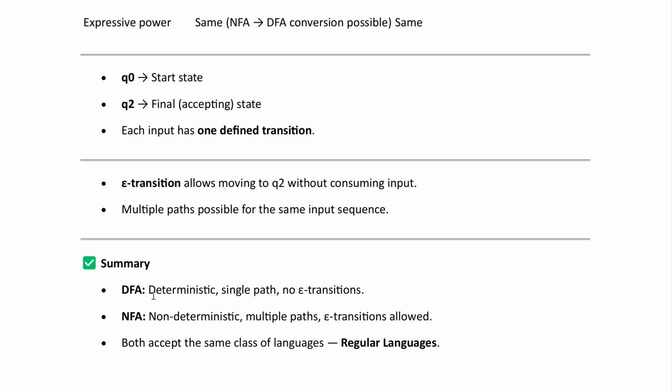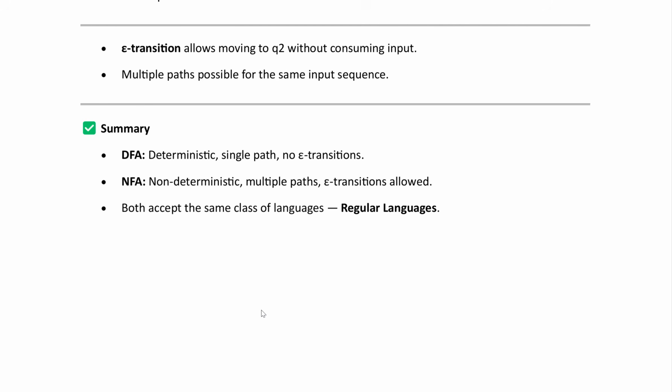This is the summary of the difference between DFA and NFA. DFA is deterministic, single path. There are no epsilon transitions allowed in DFA. NFA is non-deterministic. There can be multiple paths. Epsilon transitions are allowed in NFA. And both DFA and NFA accept the same class of languages. That is, both accept the regular languages.